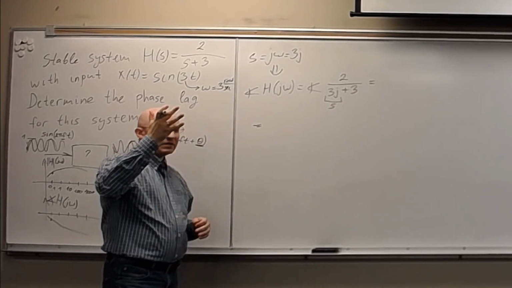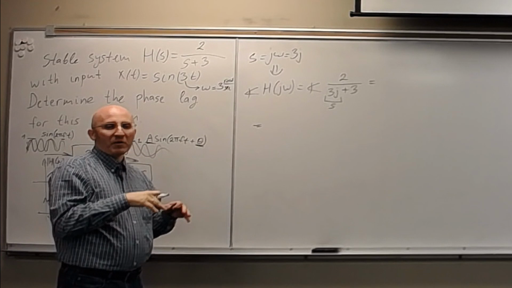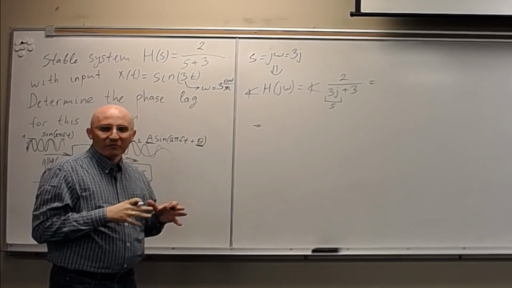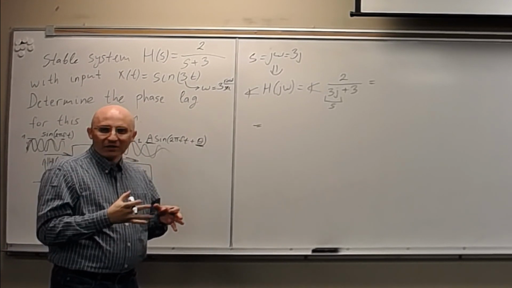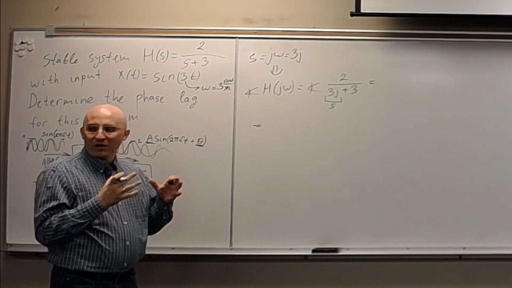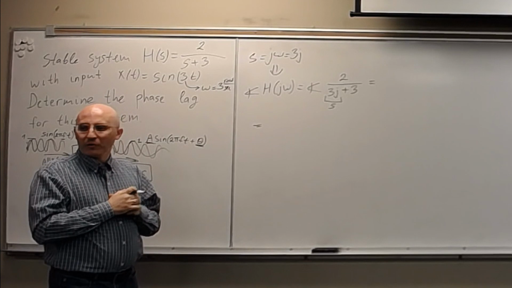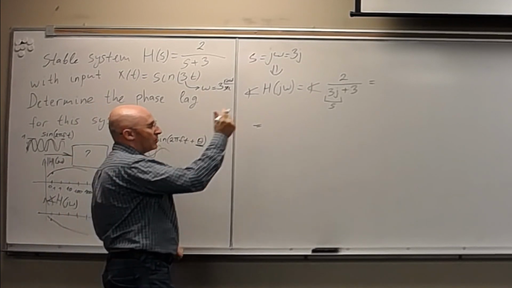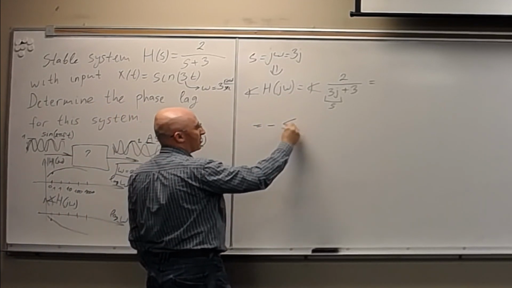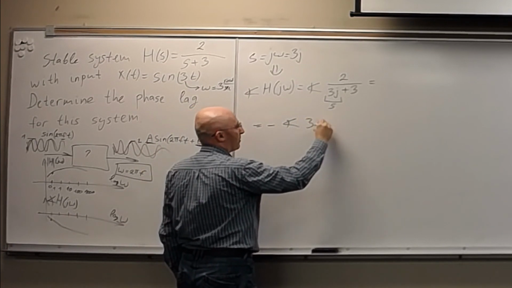So 1 divided by some complex number. What is the angle of 1 divided by something? It's minus the angle of that something. Right? So angle of 1 divided by a is basically minus angle of a, when a is some complex number. So what we get from here is basically minus angle of 3j plus 3.